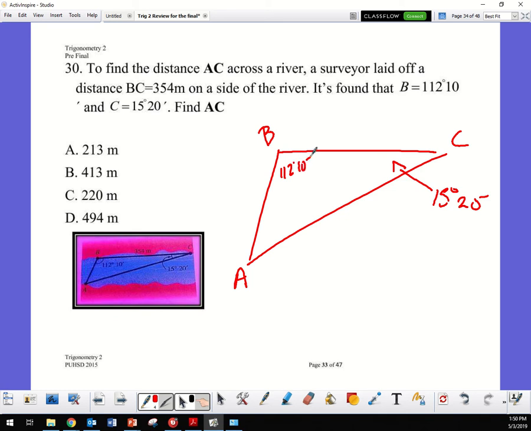It's ASA. There we go. Awesome. It says find AC. So what letter is AC going to be? Little b. Okay, we have little b here. Now, do I have enough information here? No. What do I have to find first? Big A. Do the math and find big A, please.